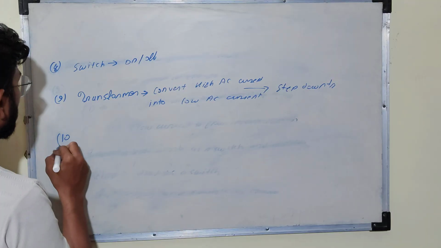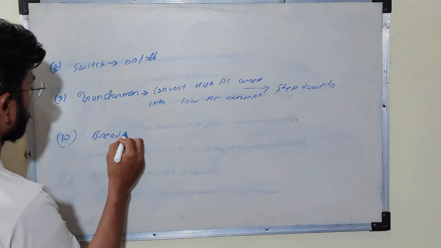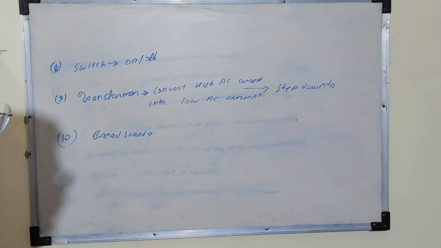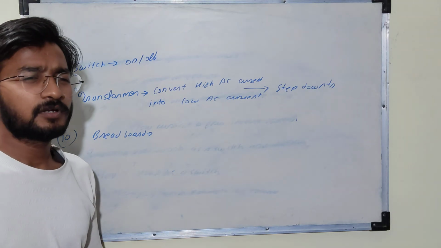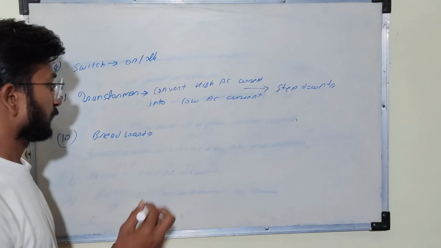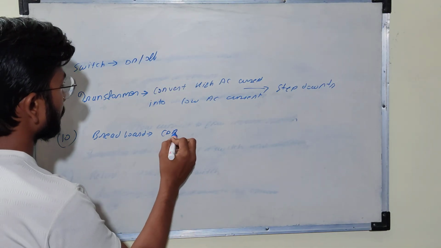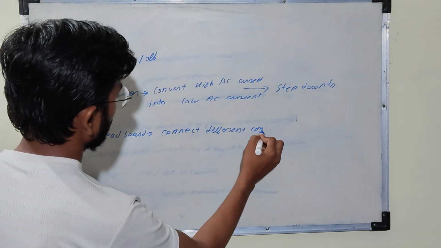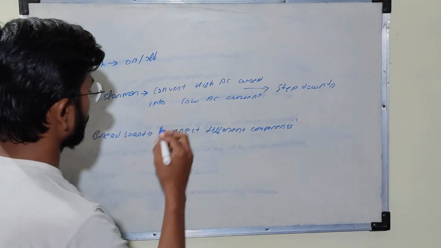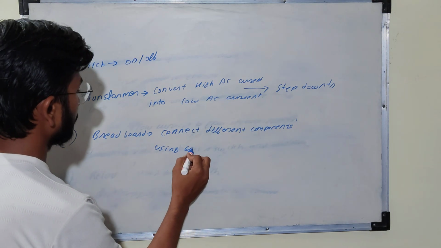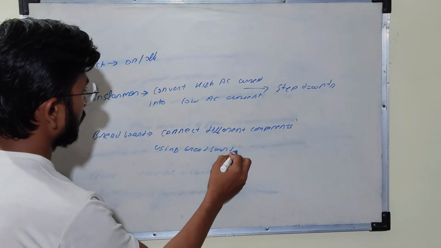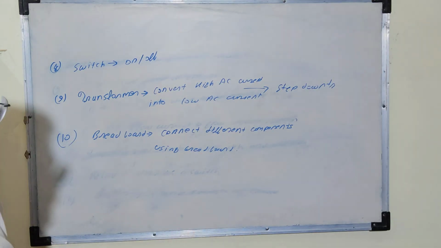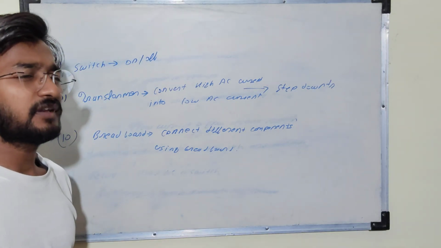And our last component is breadboard. Breadboard helps to make circuits without soldering. Means we can connect different components using breadboard without soldering. These are some basic electronics components which every beginner should know.